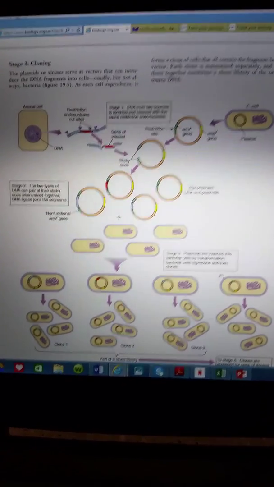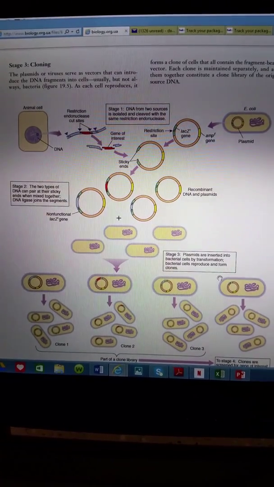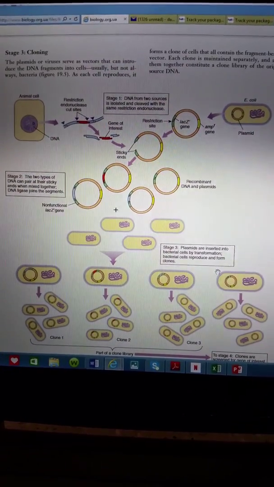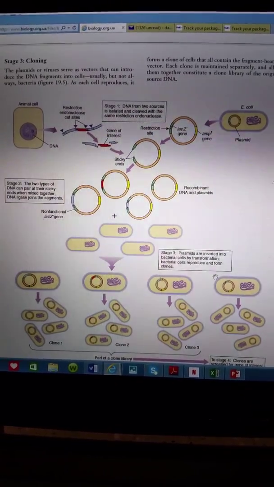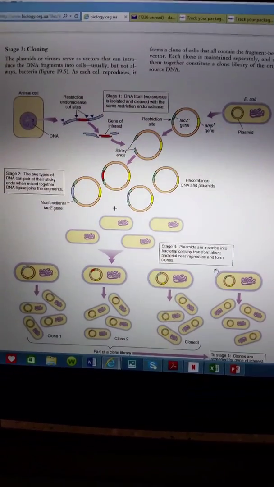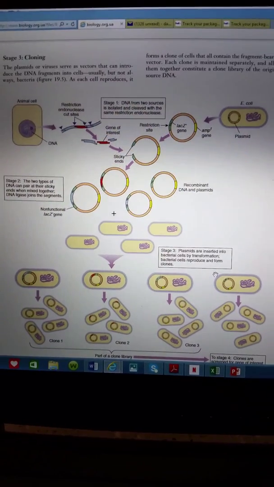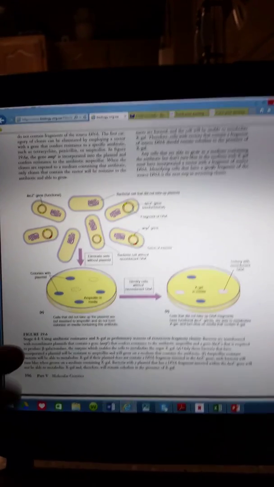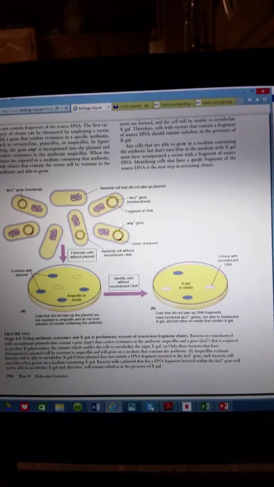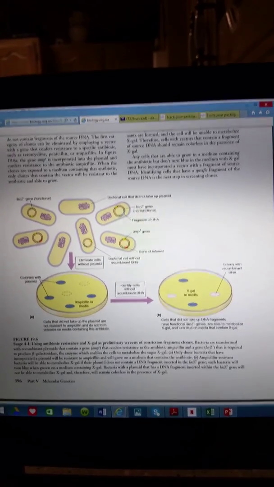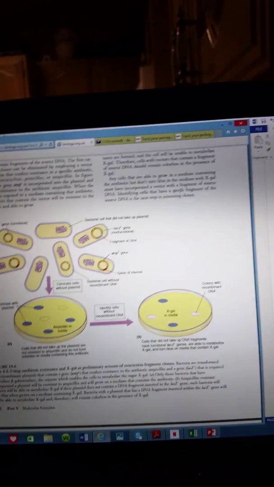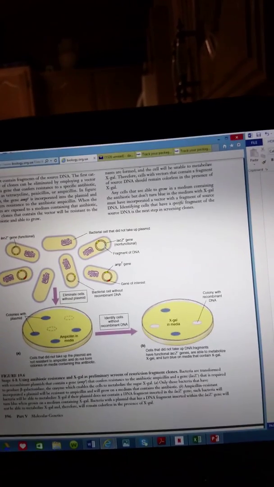Basically, if the recognition sequence is on LacZ, the gene is going to be interrupted and they won't be able to metabolize X-gal. Cells with vectors that contain the source DNA are going to stay colorless. So the ones that are wanted here are the colorless ones. Here we have what I was talking about. The blue ones are the ones that don't have the insert, and the colorless ones are the ones where the DNA fragment is inserted within the LacZ gene, which then can't metabolize the X-gal, so it remains colorless.